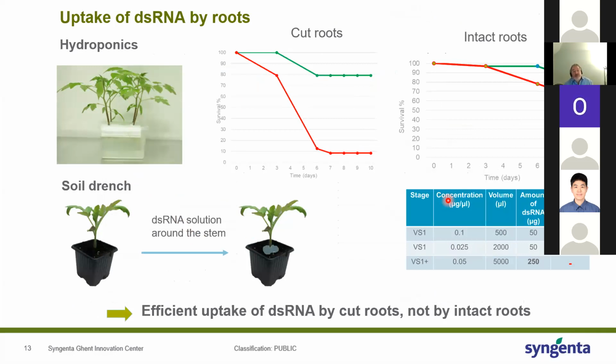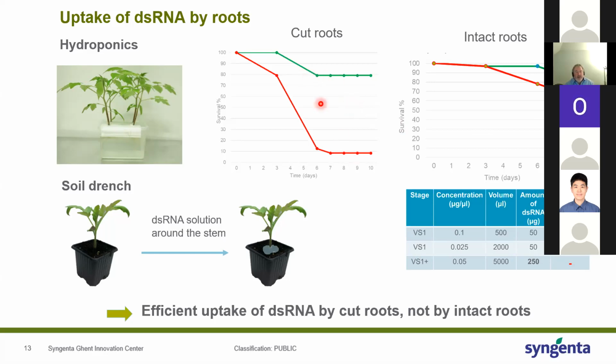Nevertheless, we thought that this could be an interesting approach for, let's say, crops or fruits, vegetables that are grown in hydroponic setups, such as tomatoes and strawberries. And the idea was, if you could, for example, apply double-stranded RNA to the hydroponic medium, maybe you could bring the double-stranded RNA into the plant and protect the plant against some feeding insects. So in this kind of hydroponic setup, we had two approaches. Either we took the intact roots, or we just clipped parts of the roots and put them back in the hydroponic solution.